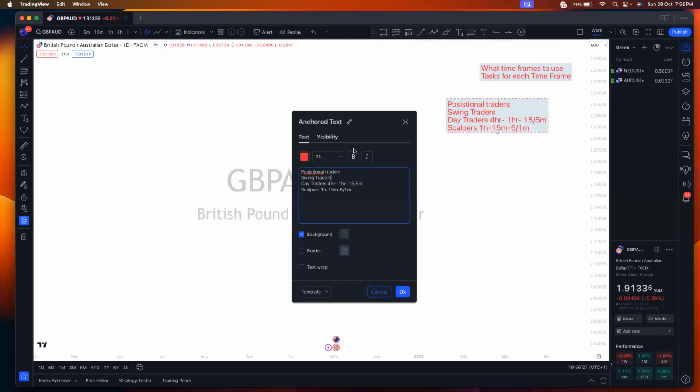Then swing traders. For swing traders, we have the daily time frame, that's 1 day, the 4 hour time frame, then the 1 hour time frame. Then for positional traders, we have the weekly time frame, the daily time frame, and then the 4 hour time frame. Do you understand? So these are time frames that are more or less suggested for different traders to use.